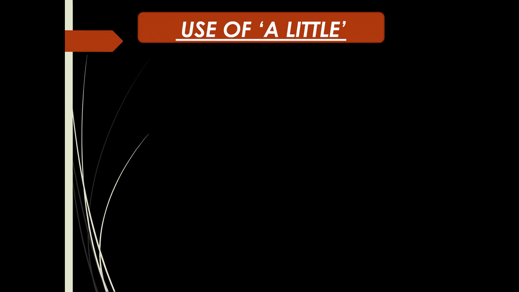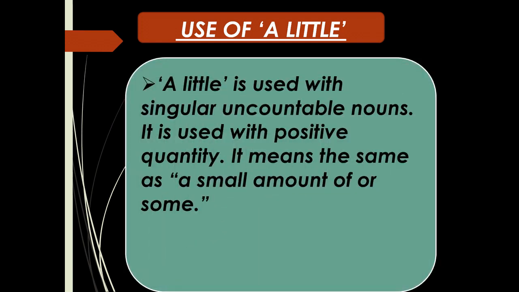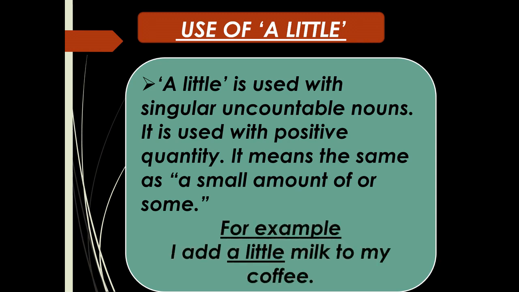Use of a little. A little is used with singular uncountable nouns. I'm repeating it again. A little is used with singular uncountable nouns. It is used with positive quantity. It means the same as a small amount of, or some. For example, I add a little, meaning a small amount of milk, to my coffee. And here milk is a noun, that's why a little is used before it.